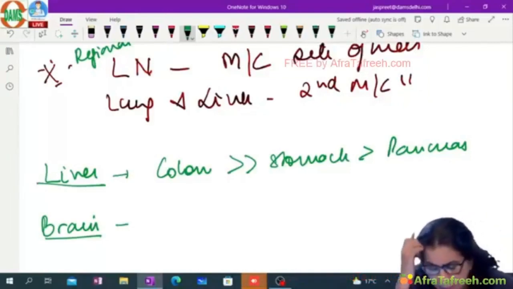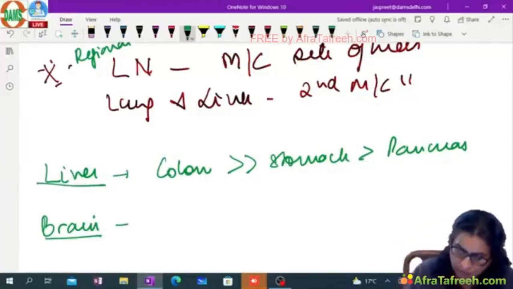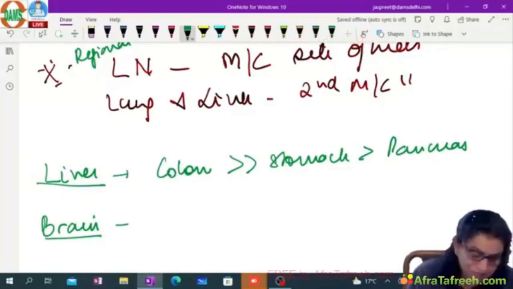No, breast is not a site for metastasis. See, what I am talking about is site for metastasis. So, if there are metastatic deposits in the liver, where can the primary tumor be? In the colon, stomach or pancreas.